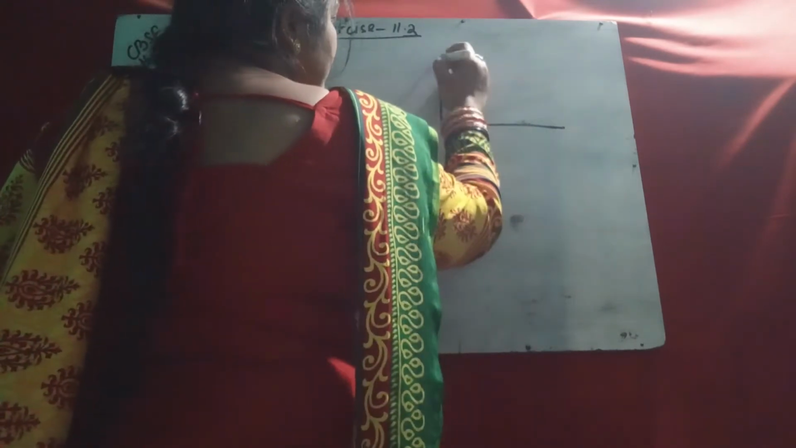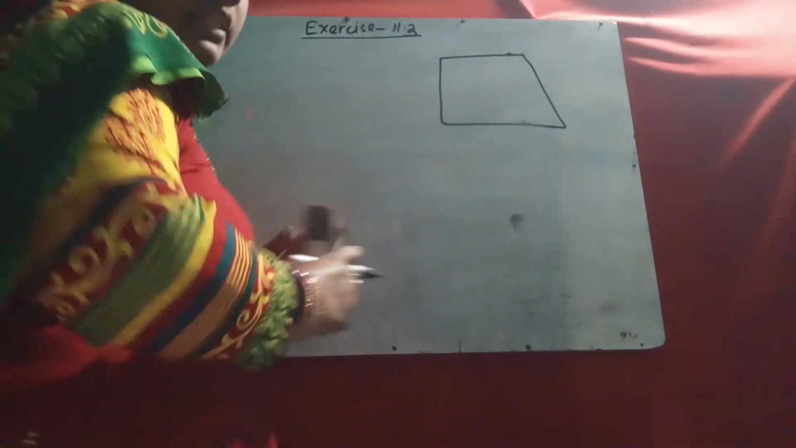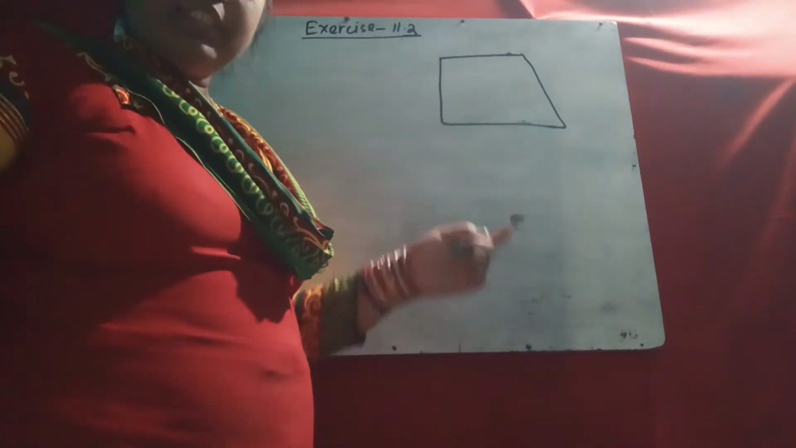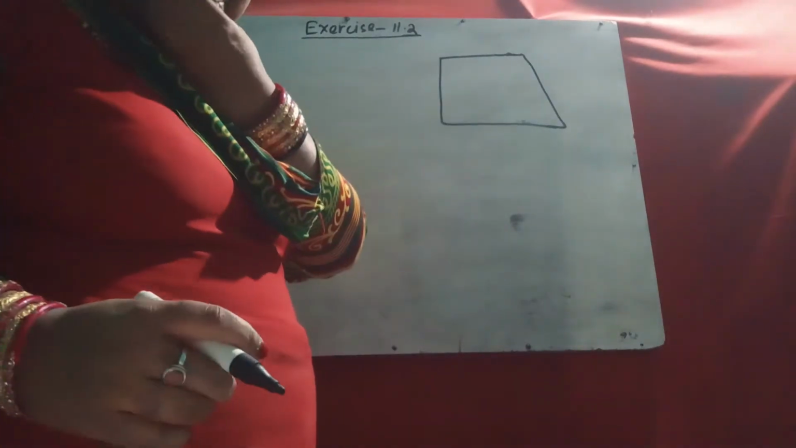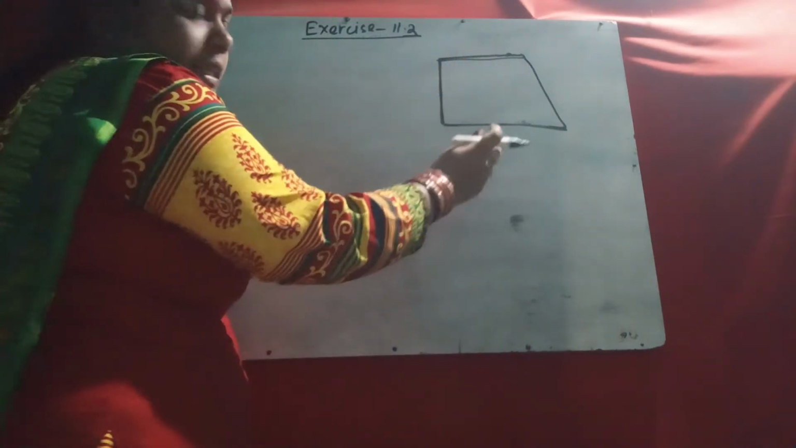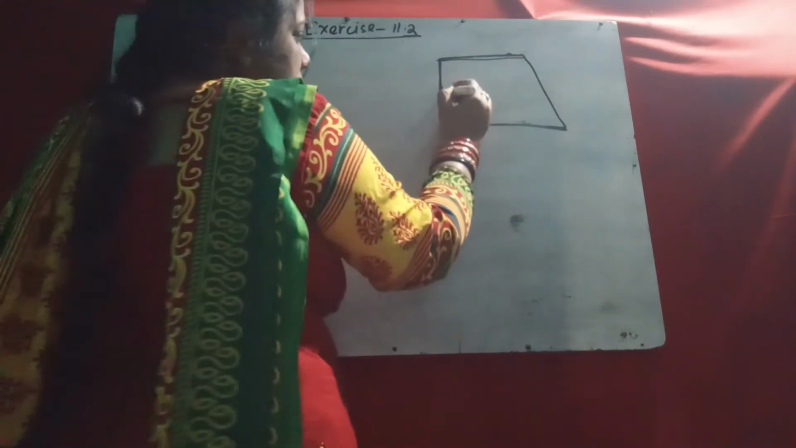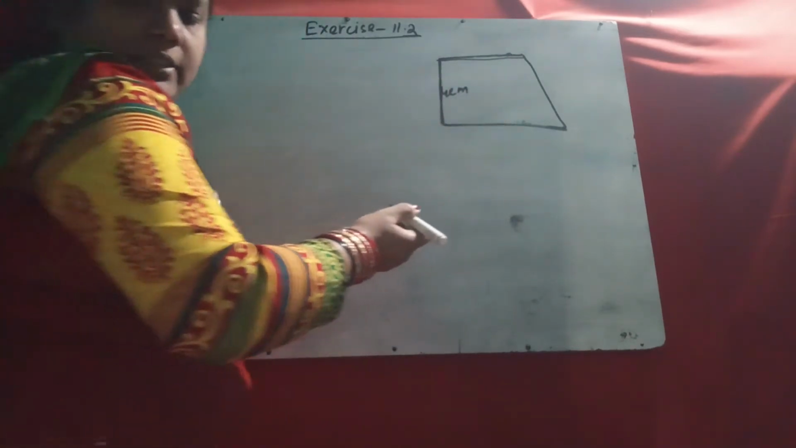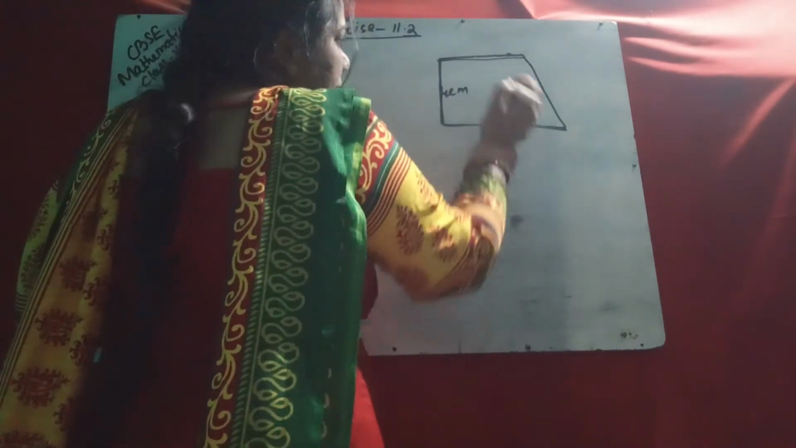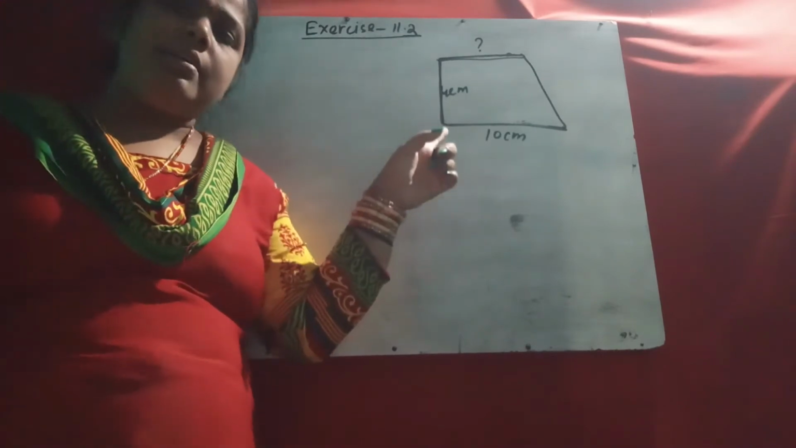Suppose this is a trapezium. It is given that these are the two parallel sides of the trapezium and this is the height. The height is given, it is 4 cm, and one parallel side is given, 10 cm. We are asked for the other parallel side, what is the length of the other parallel side.